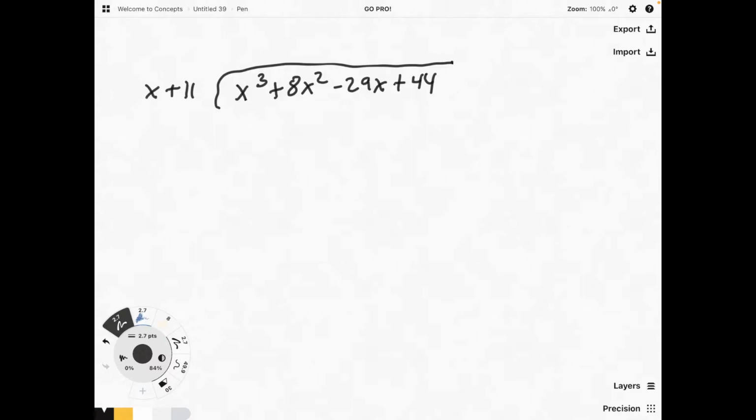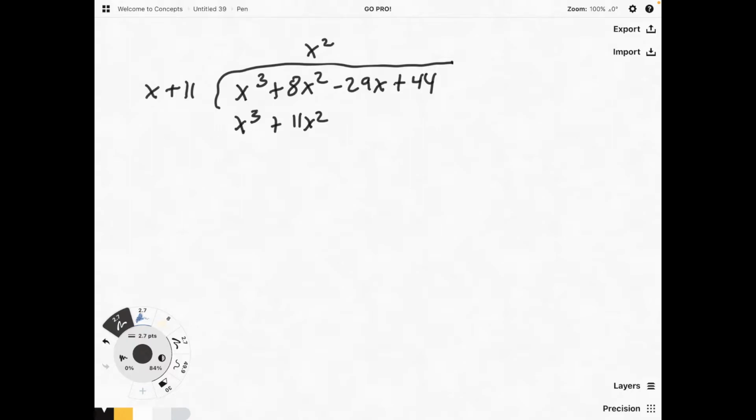So we're going to look to go above the x squared, and we're going to put that x squared right there. Now, similar to regular division, we're going to take this number up top and multiply it by what we're dividing. So x squared multiplied by x plus 11 is going to give us x cubed plus 11x squared.